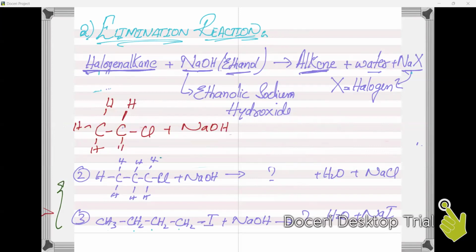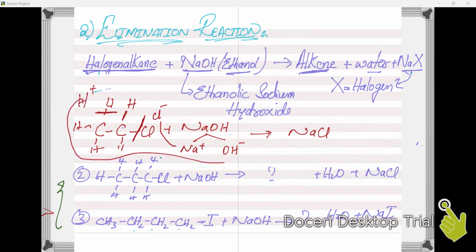Now, this can be broken down as what? Na plus and OH minus. Chloride will be detached from here. So this chloride ion and the positive ion, they will combine together. Also, one hydrogen ion will be broken down from here. When one hydrogen ion is broken down, it can react with this OH ion and form what? H2O. So we get a water, we get a halogen compound, and then we get an alkene.